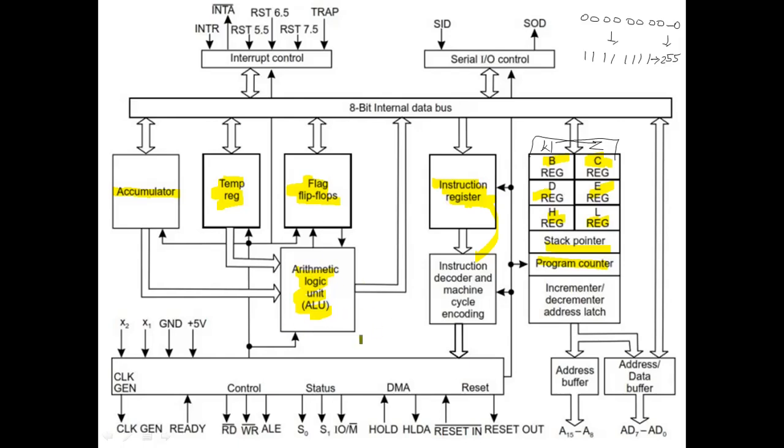And then under control, we have RD bar, WR bar, and ALE. When 0 is sent to RD bar, that indicates that the data must be read from the memory location, or the data must be read from the input output port through the data bus. Similarly, when WR bar is equal to 0, that means data must be written into the memory location, or it must be written into the IO port, that is, the input output port, through the data bus.